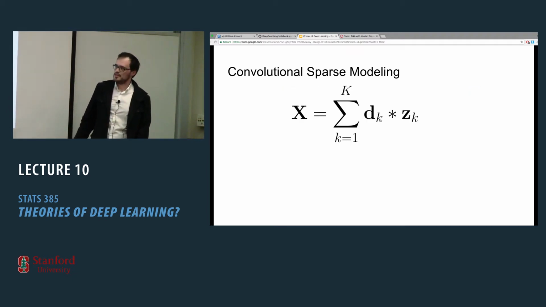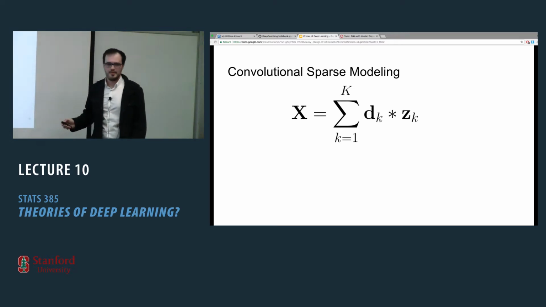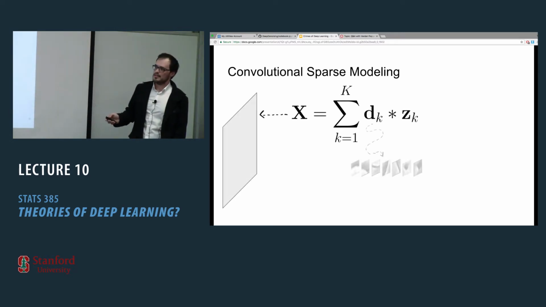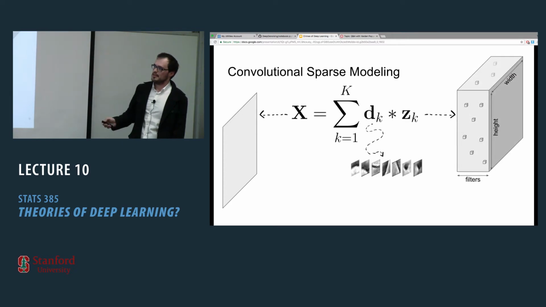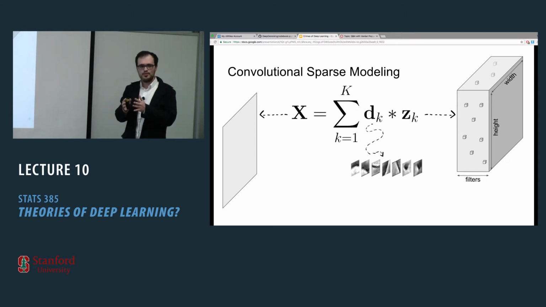In 2 dimensions, this assumption corresponds to assuming that your signal X, the image X, is a summation of different local filters convolved with sparse feature maps. So basically, this is D1, D2, D3, etc. And Z1 is the size of the image, and it's sparse. And Z2 is the size of image, and it's sparse. And you basically can put them into a single three-dimensional volume, as you can see here.